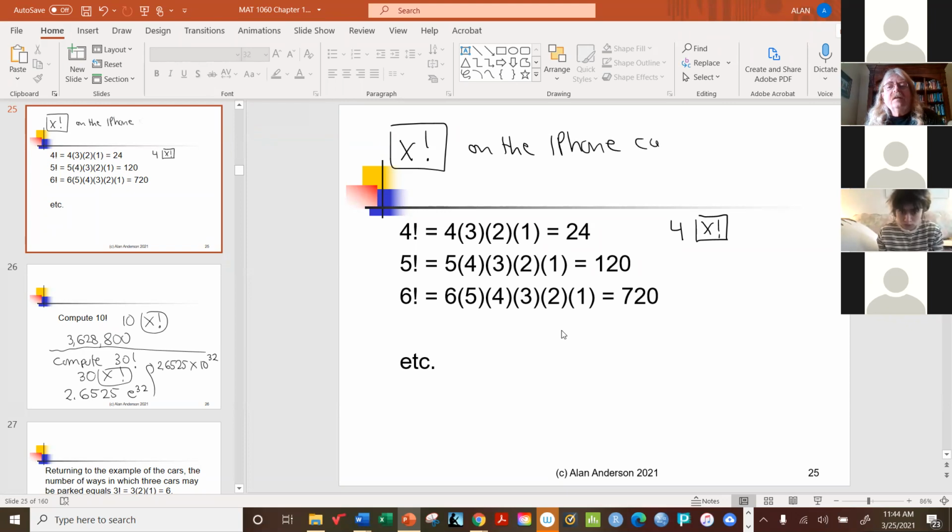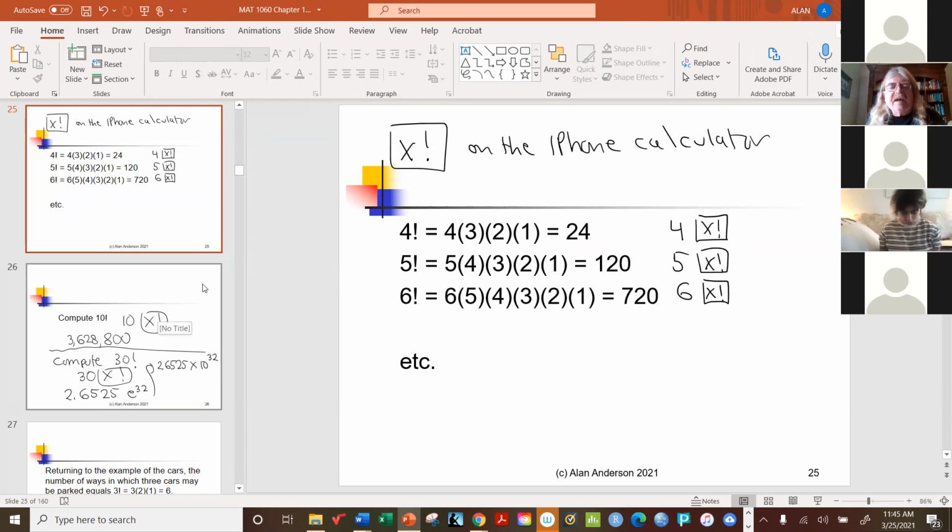So there it is. I didn't realize it was here. So that's going to save you some time at least. How about 5 factorial? Just hit 5 factorial and confirm that it gives you 120. And then 6 factorial, let's try that again. And that, of course, gives us 720. Now let's try a really big one. Let's go to the next slide, and let's try 10 factorial. Let's see how huge that is.